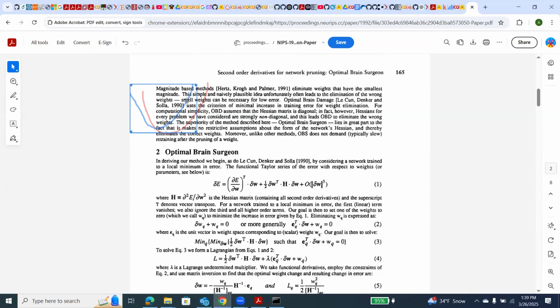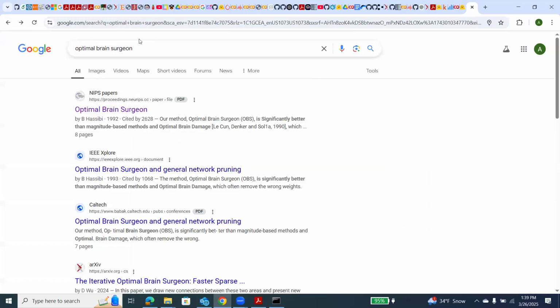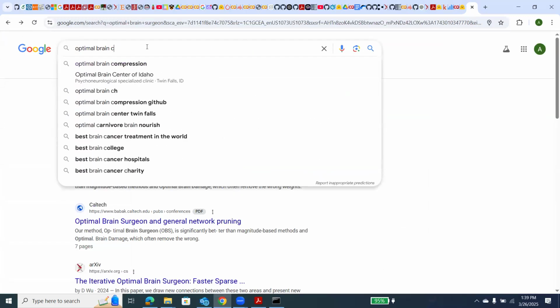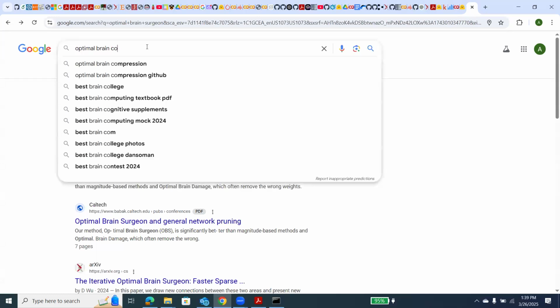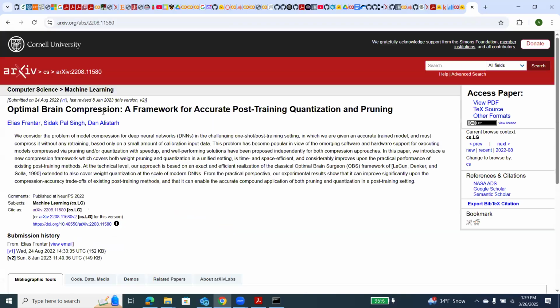Okay, now let's talk about quantization. So this paper is called Optimal Brain Compression. And you can see this paper is from 2022, 30 years after the Optimal Brain Surgeon and Damage papers.